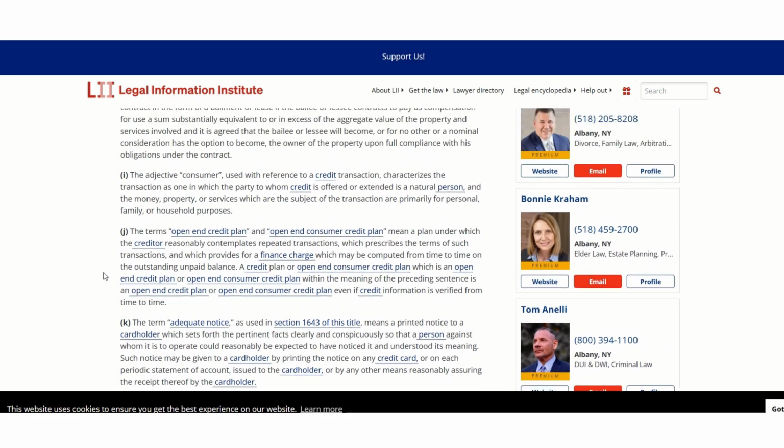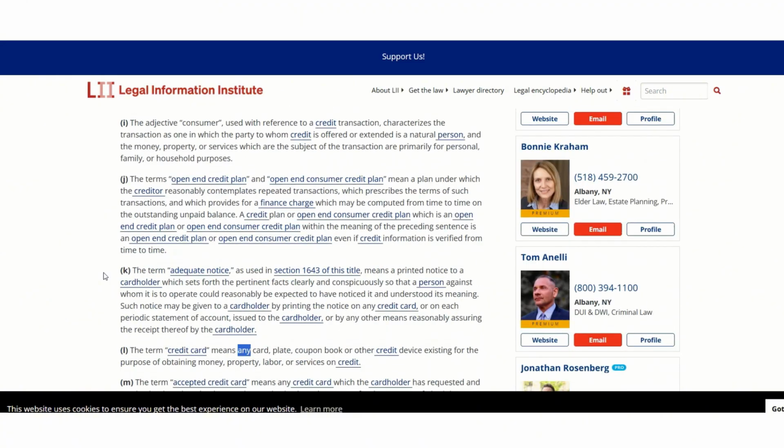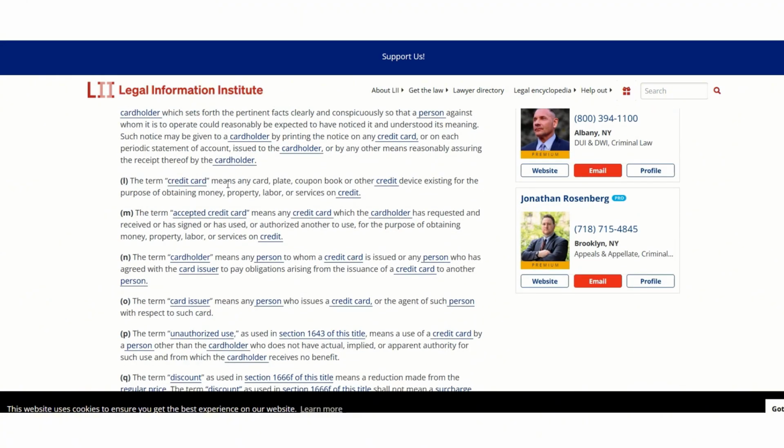The credit card is the Social Security card, right? Because let me ask this question. What's a credit card? It means any card which you use, your Social Security card, for the purpose of obtaining money, property, labor, or services on credit. That's what they ask you for, your Social Security card. So under consumer law, your Social Security card will be considered a credit card, right? Because you could prove that you obtain property, labor, or services on credit by the use of the mentioned card.